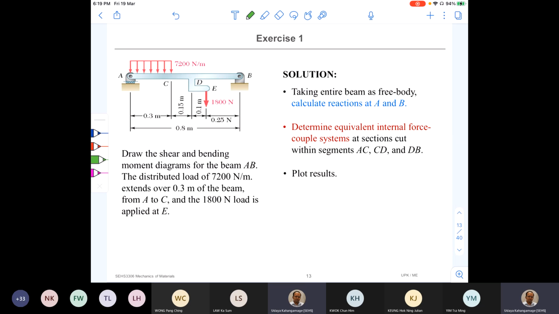Now, the exercise given in here is somewhat difficult because the type of loads applied is a bit complicated. I will explain this one next week, but if you want, you can try by yourself, and the solutions are given, and there are some gaps that you need to fill up.